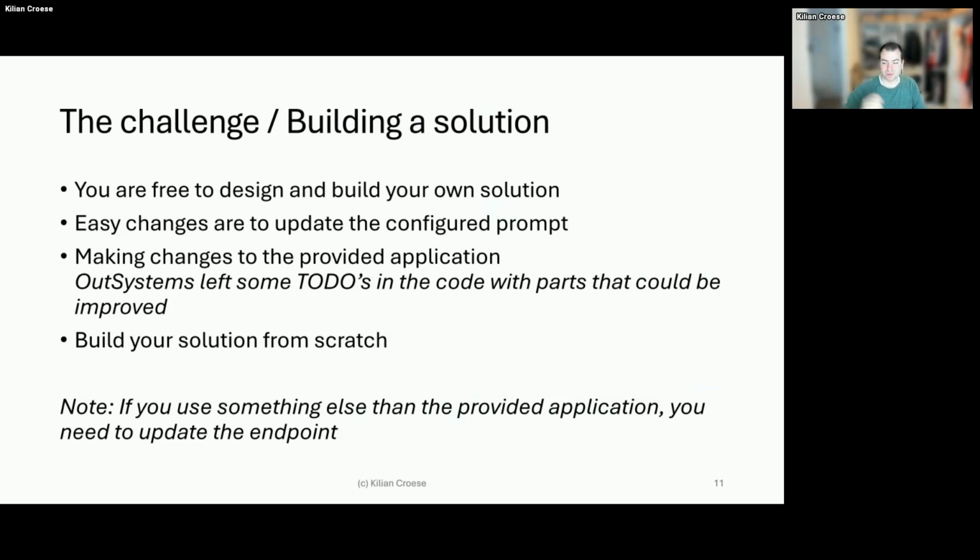The first step, or the easiest way, is to just use the provided sample application, start updating the prompts, and that could already get you going and potentially even solving it. Outsystems also suggested to make changes to the sample, so you'd have to clone the application so you can change it. And they left some to-do annotations in the code of suggestions of things to change. I think mainly they were focused around memory and how to deal with that, and basically dealing with the amount of information you send to your large language model.